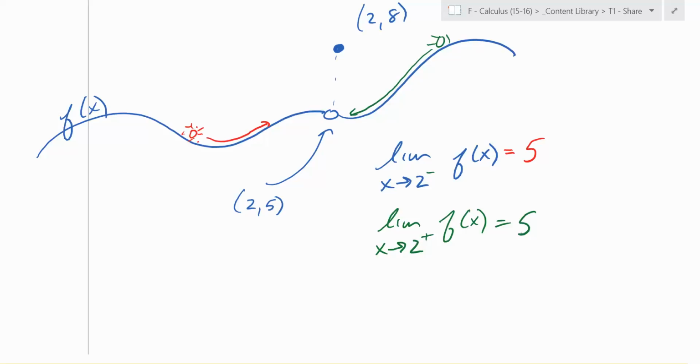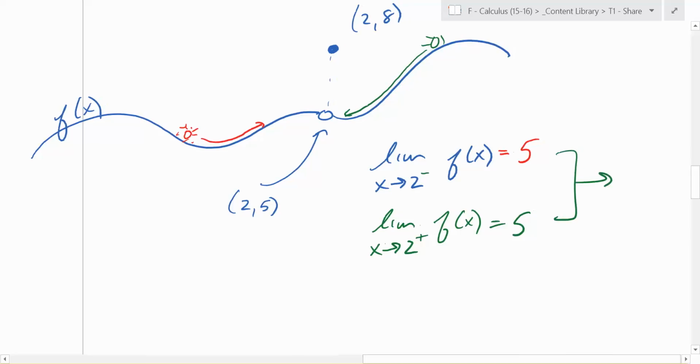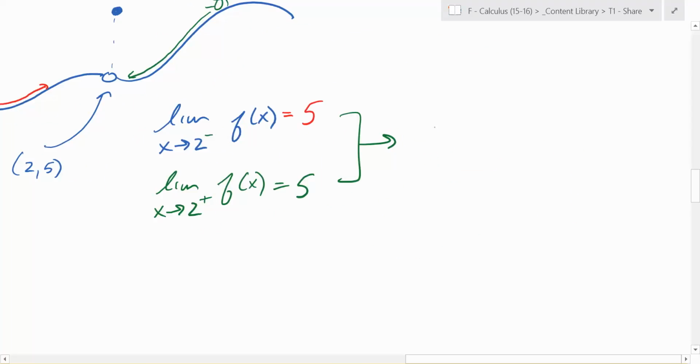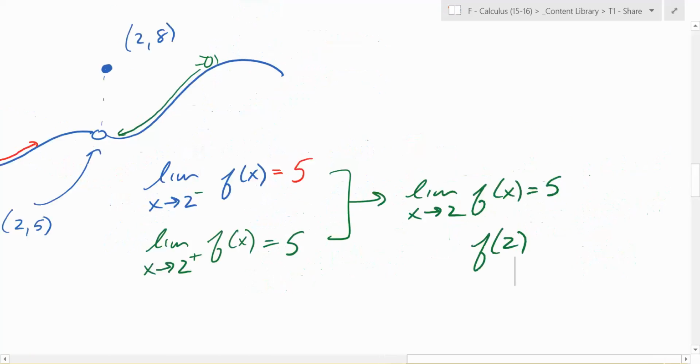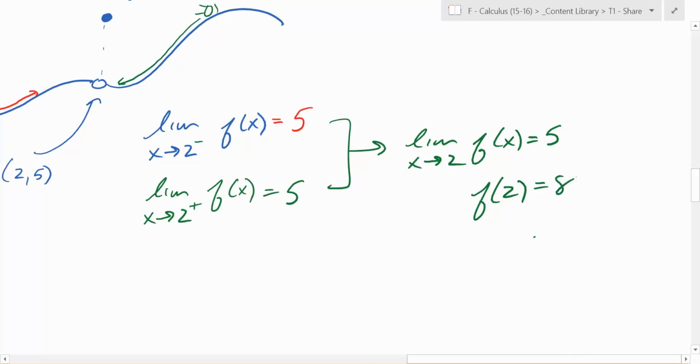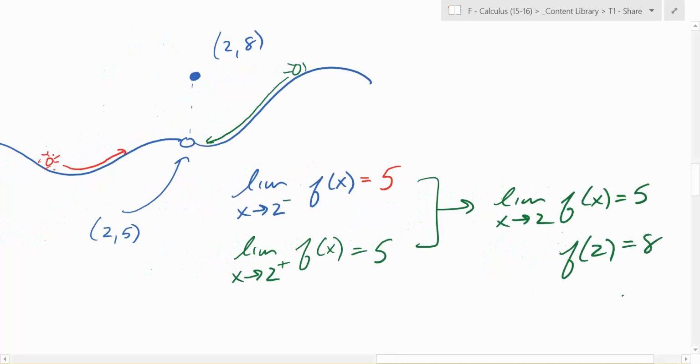So what does this mean together? Both the left and right are the same, so therefore the limit as x goes to 2 of f of x, we just say it's equal to what? 5. But what is f of 2? f of 2 is 8. What is the function evaluated at 2? When you plug in 2, what do you get out? 8. But what's the limit as you approach 2? 5.